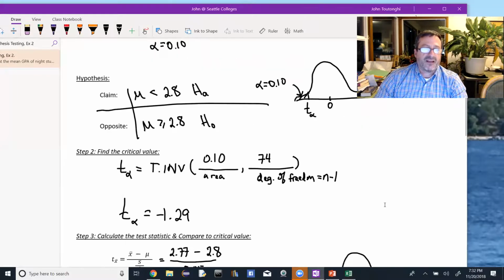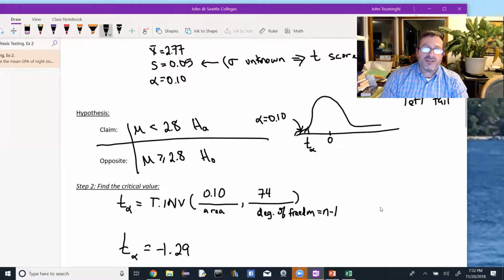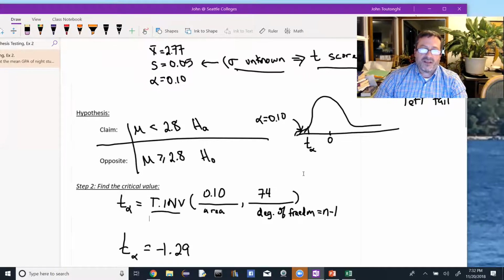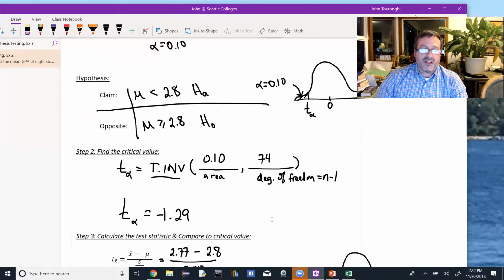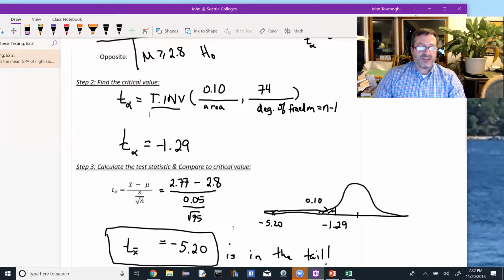Then we find our critical value using Excel because I do not know the population standard deviation. It tells me to use the t-distribution. So T.INV in this case, because I know the area to the left of this value, 0.1. And then degrees of freedom is n minus 1, 75 minus 1, 74. I get my critical value. That's where the tail begins. I then can find my test statistic using the formula provided.